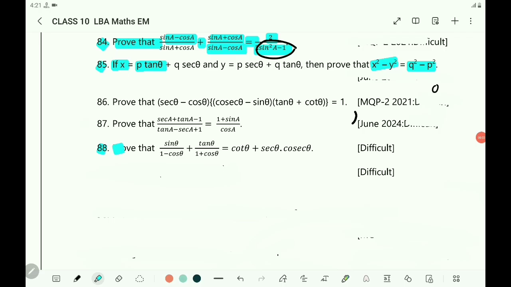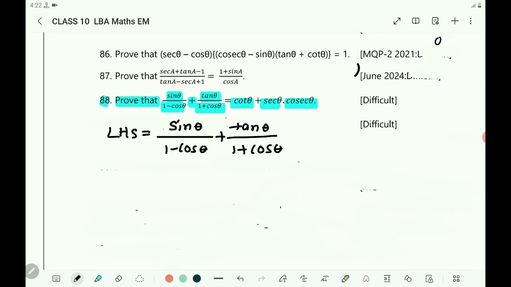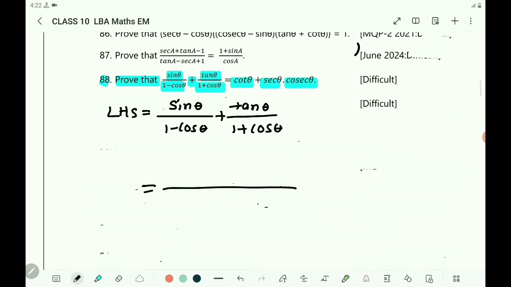Question number 88. Prove that sin theta by 1 minus cos theta plus tan theta by 1 plus cos theta is equal to cos theta plus secant theta into cosecant theta. Write the LHS. Equals sin theta by 1 minus cos theta plus tan theta by 1 plus cos theta. Now you take the LCM.